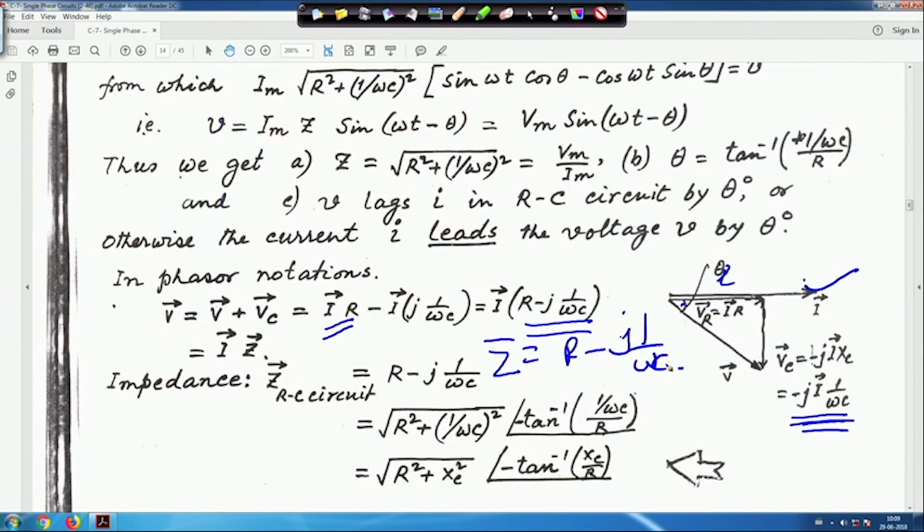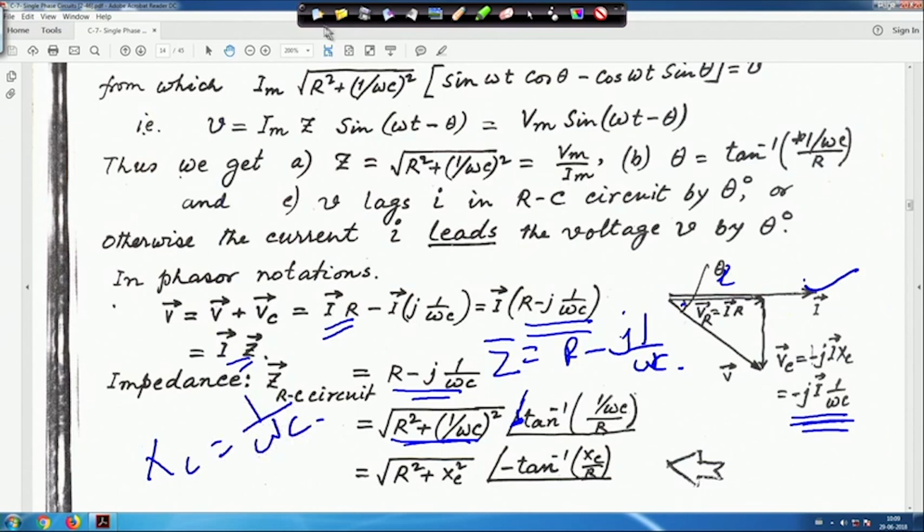So, this is equal to I into Z. Therefore, this is the impedance of the circuit: this is the magnitude, and this is the angle, tan inverse of minus 1 upon omega c. This minus sign is taken out, so it is minus tan inverse of 1 upon omega c by R, and minus theta we are writing that way. Or we are writing root over R square plus Xc square, minus tan inverse Xc by R, where Xc is equal to 1 upon omega c.